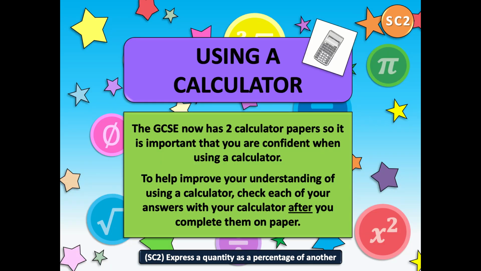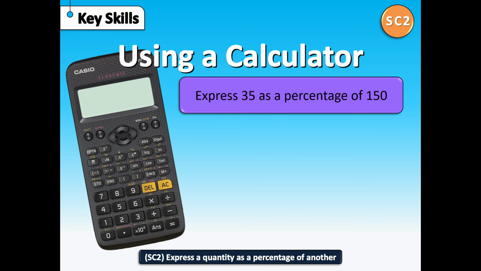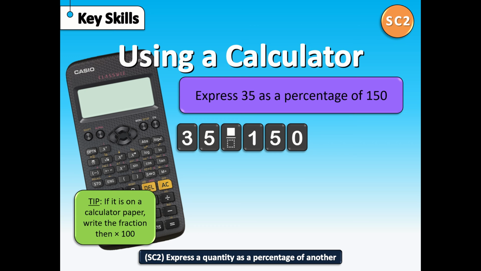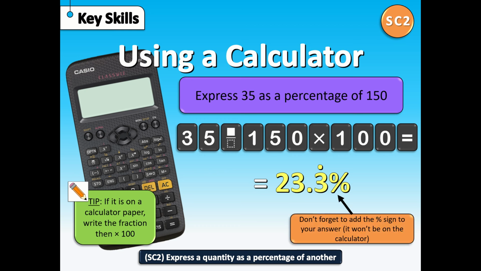We can also do this using a calculator. So if I want to express 35 as a percentage of 150, so we can write the fraction. So we write 35, then use the fraction button, which looks like that, over 150, so have that as your fraction, and then you simply times that fraction by 100. So my answer is 23.3 recurring percent. Don't forget to add in the percentage sign yourself because the calculator won't give you that.